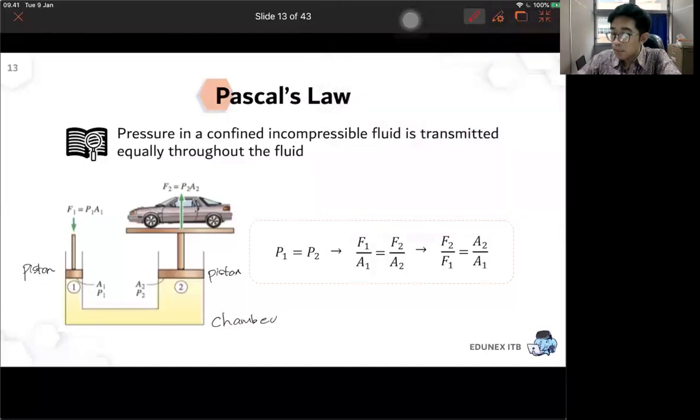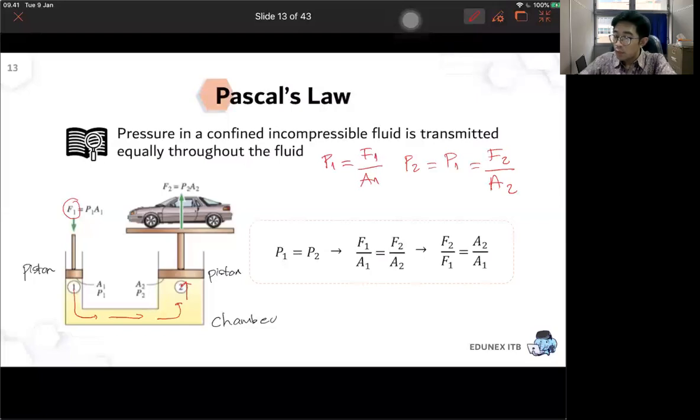Ya, jadi chamber di point satu ditekan dengan gaya F1. So the pressure at point one will equal this. Because the chamber is closed with a piston, the pressure at point one will be directed to point two, and the pressure at point two is the same as point one, because in a confined system the pressure is transmitted equally to the fluid. This is F2 divided by A2.